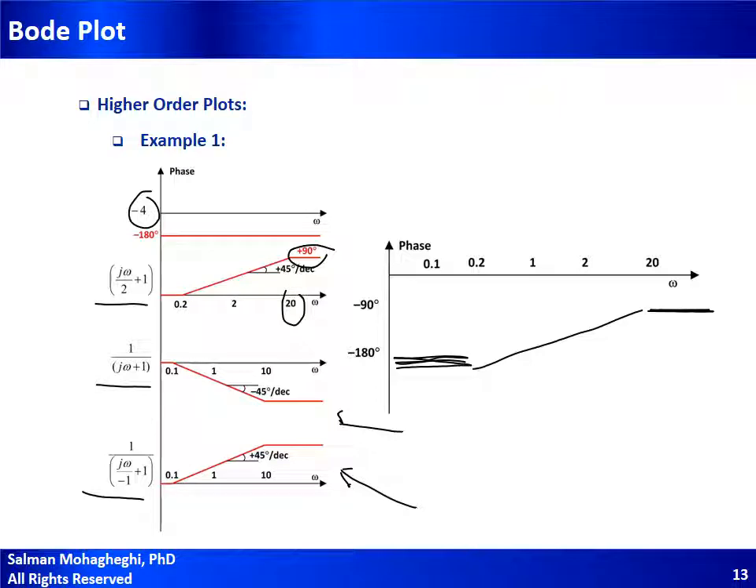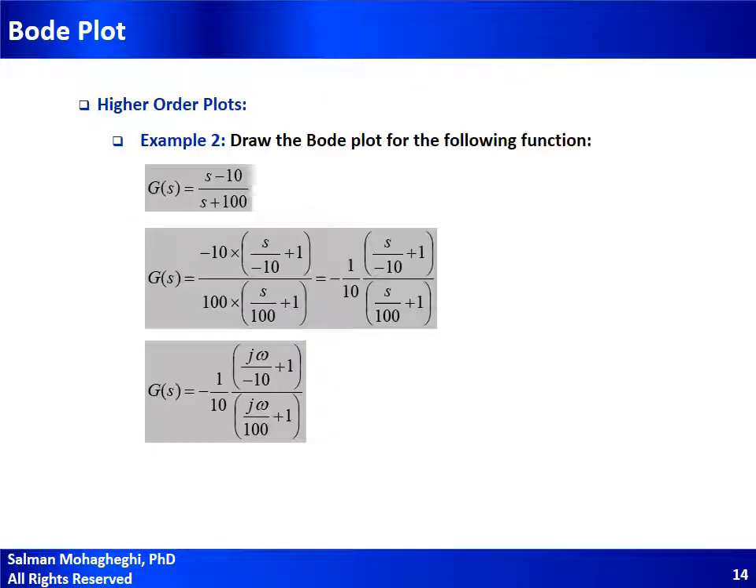Let's move on to another example just to make sure that we feel comfortable with this notion of higher order plots. The second example that we're talking about is shown here. I have a system with a zero at 10, in other words, on the right half plane, and a pole at negative 100, the left half plane. First step is to convert this into the standard form. In the numerator, I have s minus 10.